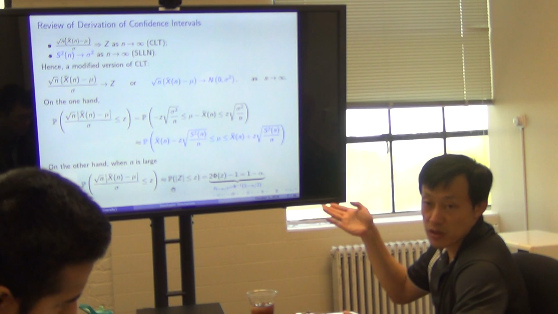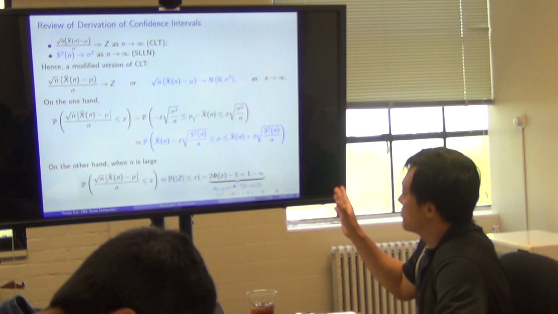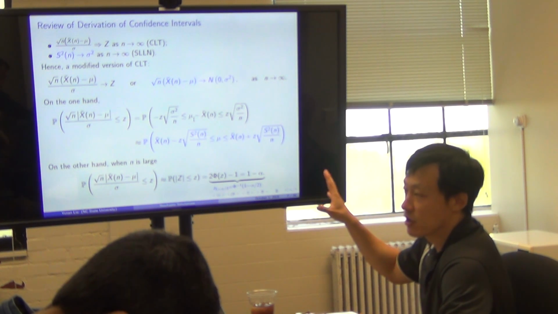So I'm still reviewing confidence intervals and how they are derived. So here is how it's derived. This repeats what the earlier slide showed.